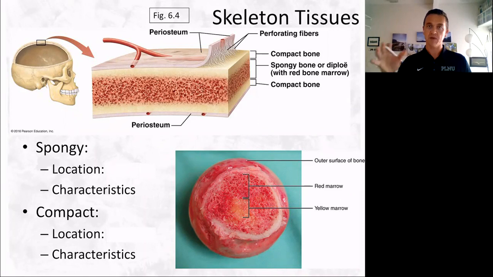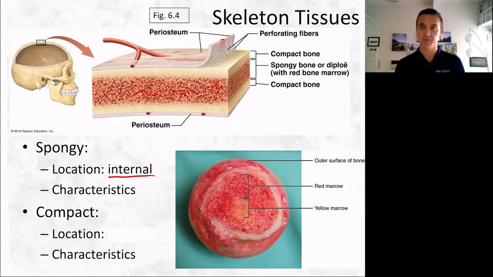Okay, so we got two main types of bone. We got spongy bone and we got compact bone. Spongy bone is always internal, and the characteristics of it are, it kind of has these holes in it, right? It's kind of spongy. There's a lot of fluid soaked in there, a lot of blood vessels. And it's much softer, right?